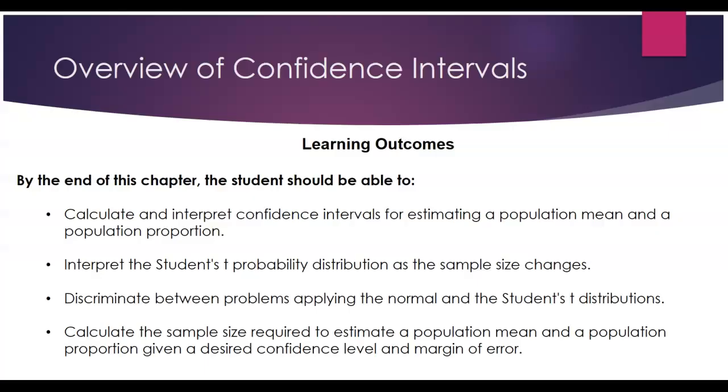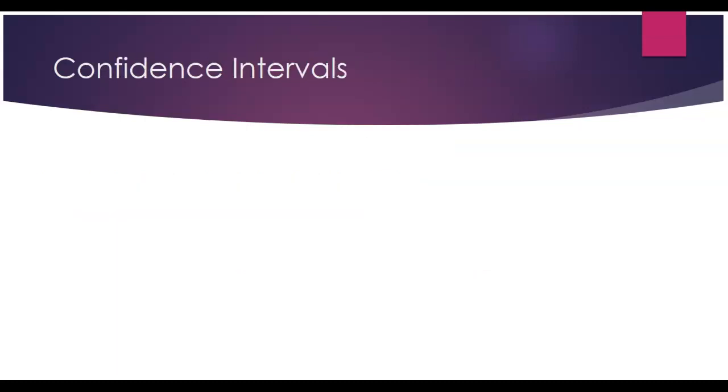By the end of this chapter, you should be able to calculate and interpret confidence intervals for estimating a population mean and a population proportion, interpret the student's t probability distribution as sample size changes, discriminate between problems applying the normal and student's t distributions, and calculate the sample size required to estimate a population mean and a population proportion given the desired confidence level and a margin of error.